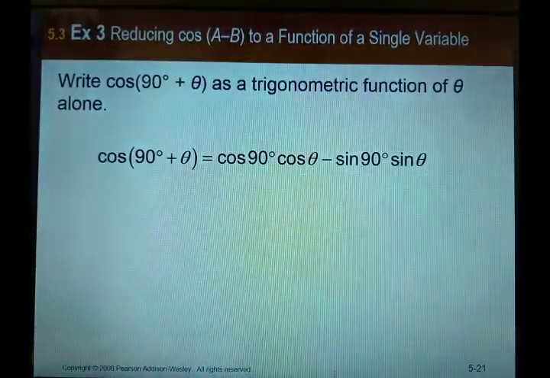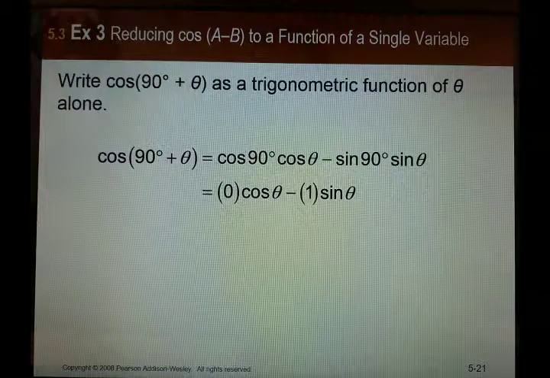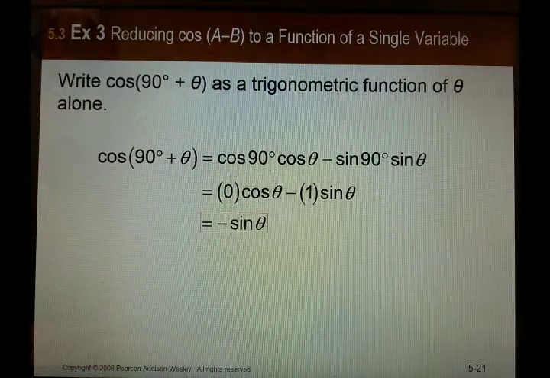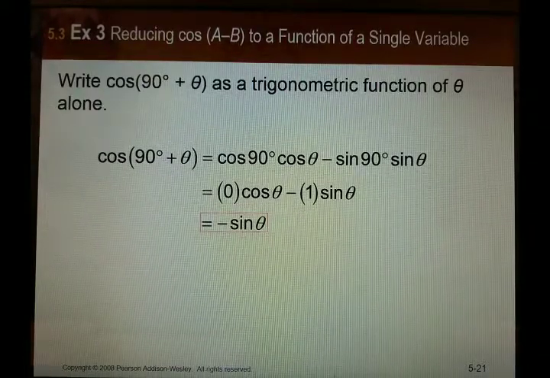Once we plug those values in, 0 times the cosine of theta would just be 0, minus 1 times sine of theta. So negative sine of theta, that's all I'm left with for my answer.